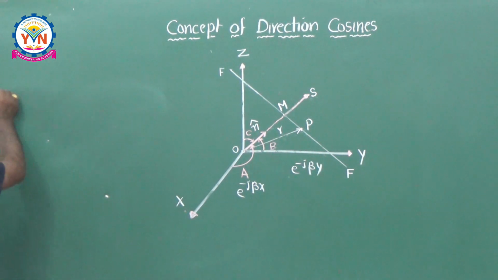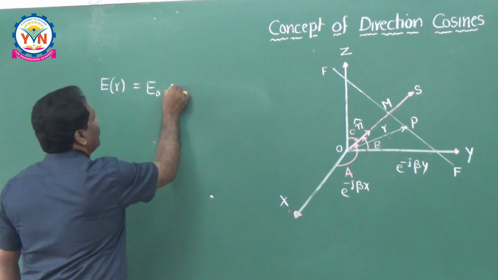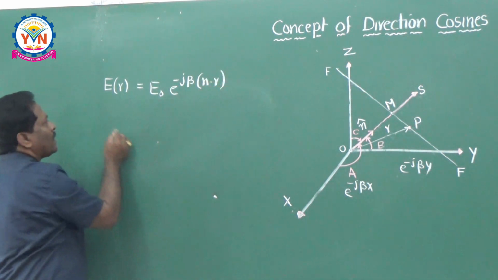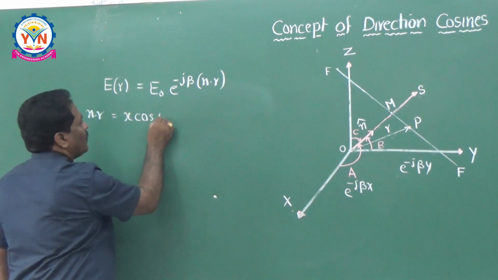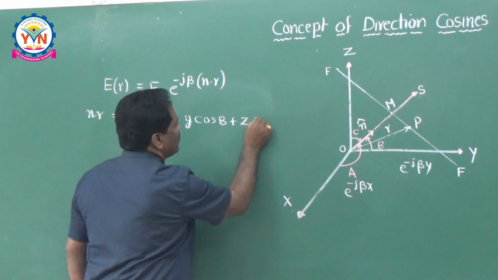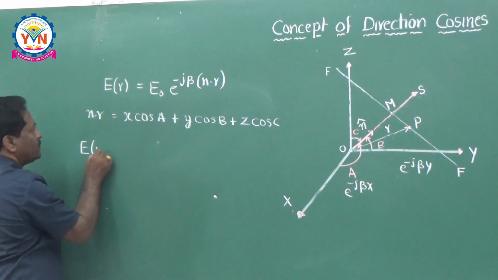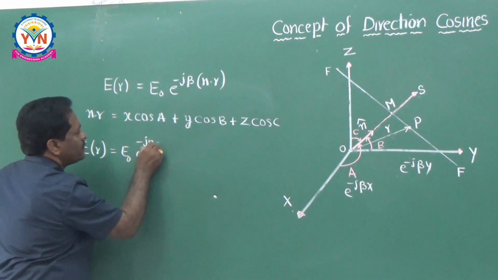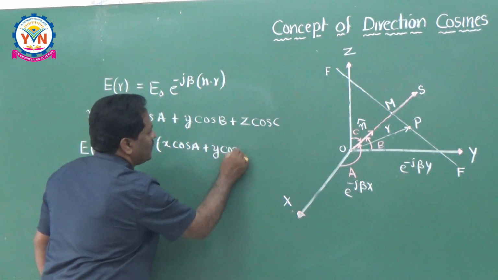How is it? E of r is equal to some magnitude E naught into e to the power of minus j beta n dot r. So what is this n dot r? N dot r is equal to x cos a plus y cos b plus z cos c. Now, the final equation is E of r is equal to E naught into e to the power of minus j beta into x cos a plus y cos b plus z cos c.